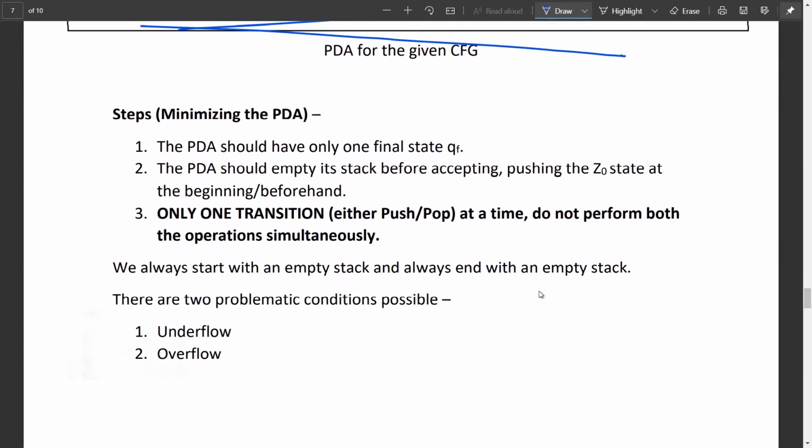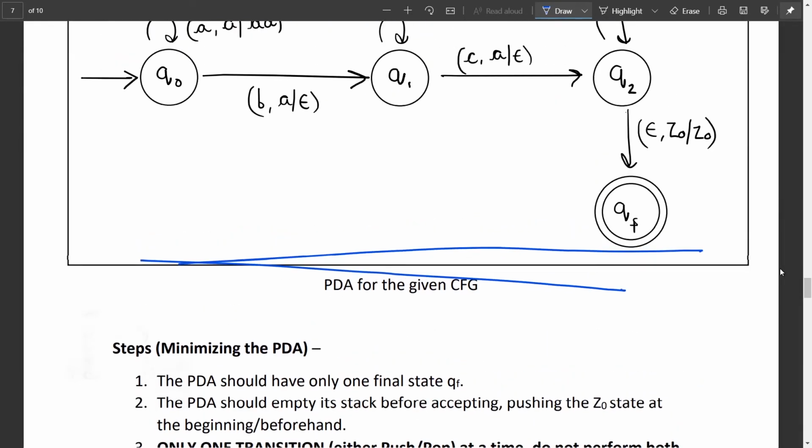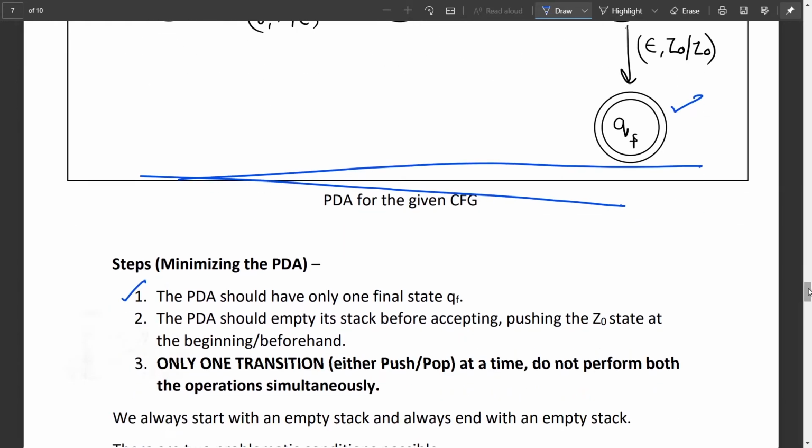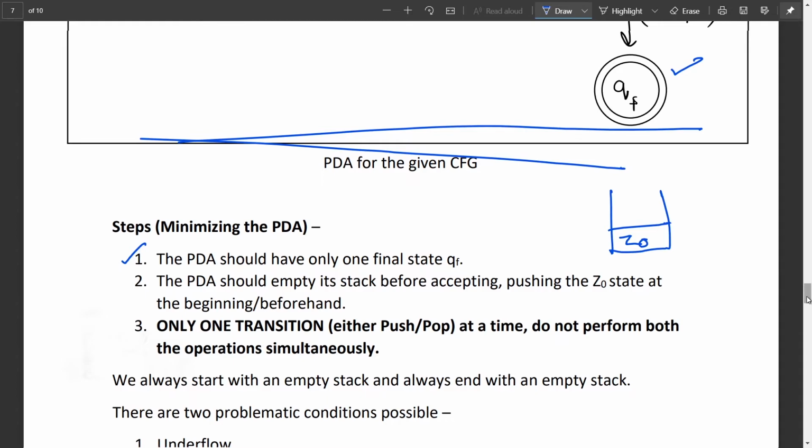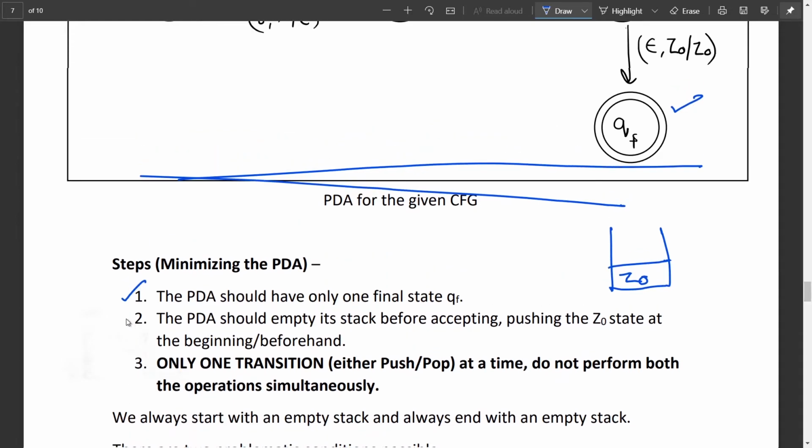So what are the steps involved in this? First of all, we have to make sure that the PDA contains only one final state. As we can see, there's only one final state. So first condition is met. And then the second is that the PDA should empty the stack before accepting, pushing the Z0 at the beginning. So like they are just saying that we have to just push Z0 at the beginning, and we are just considering that as the initial state. So we won't mention this explicitly. So this one is covered at the same time.